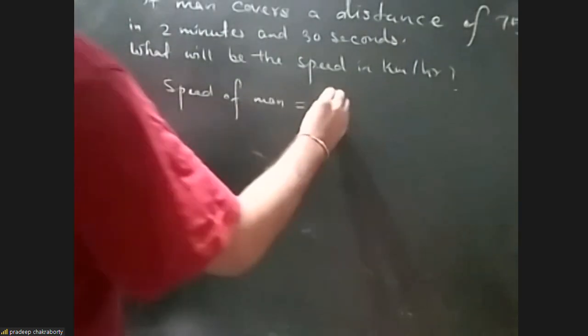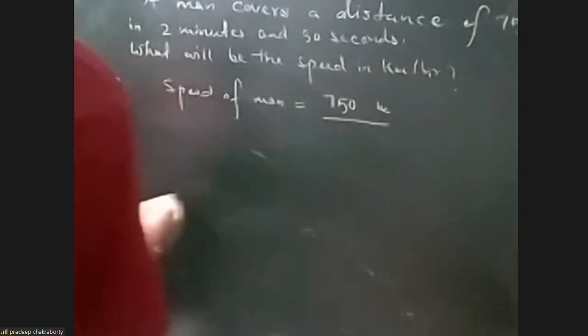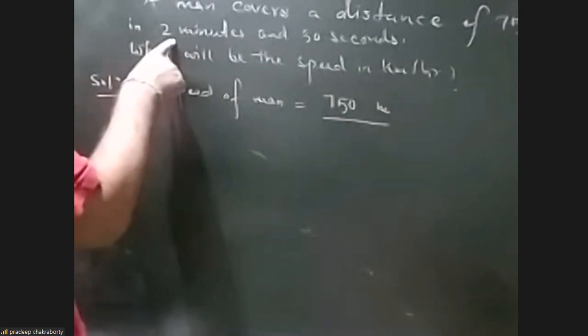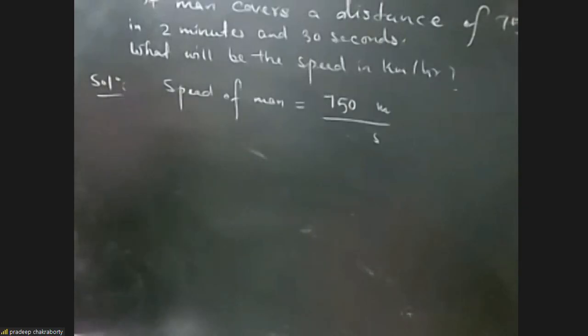Distance by time: 750 meters over 2 minutes 30 seconds. So we write it in whole seconds. 2 minutes means 60 seconds, so 60 plus 30, 90 seconds. Sir, 2 minutes is 120 seconds, right? Okay, sorry. 150 seconds will come. It is 150 seconds. 2 minutes 30 seconds means 150 seconds.